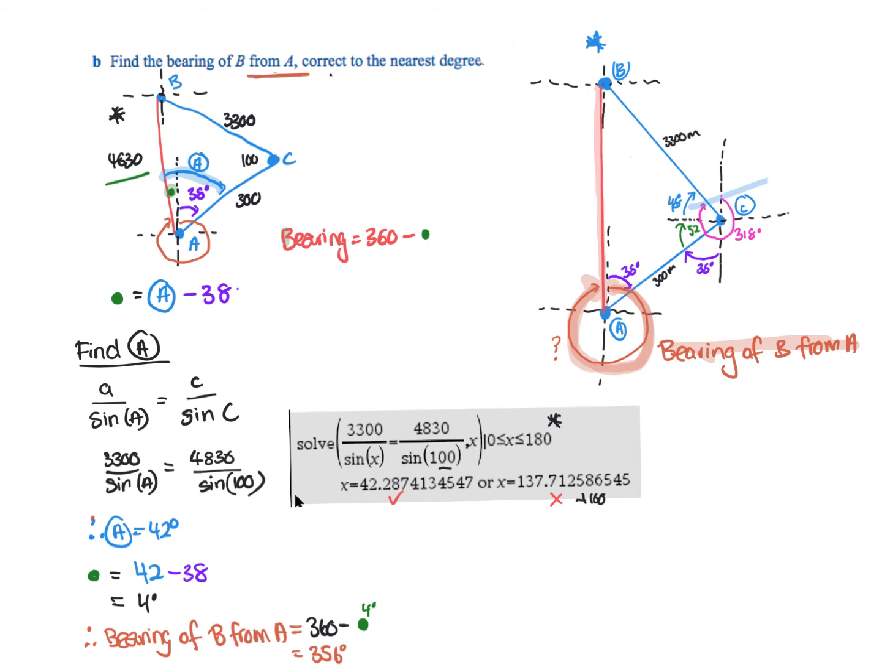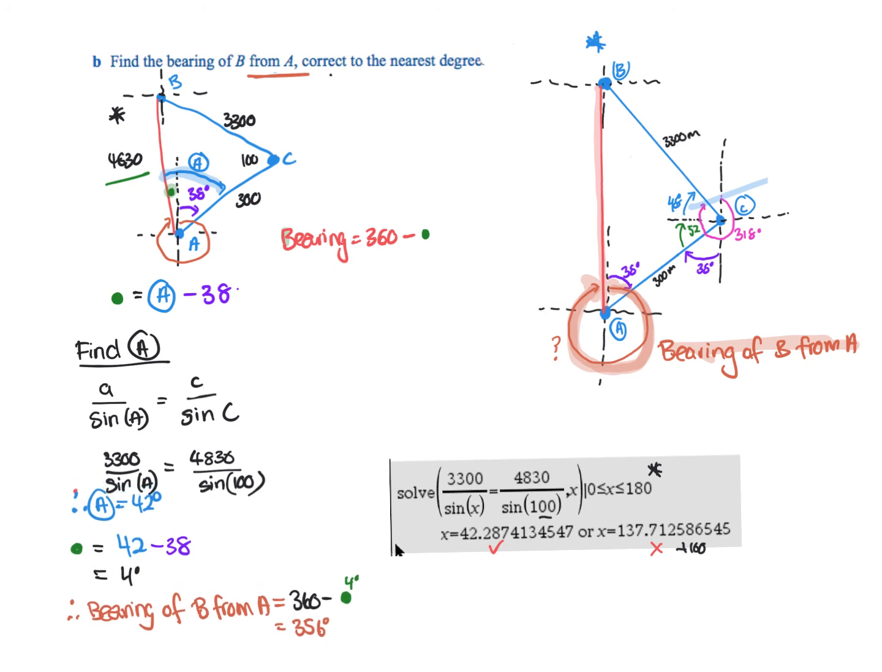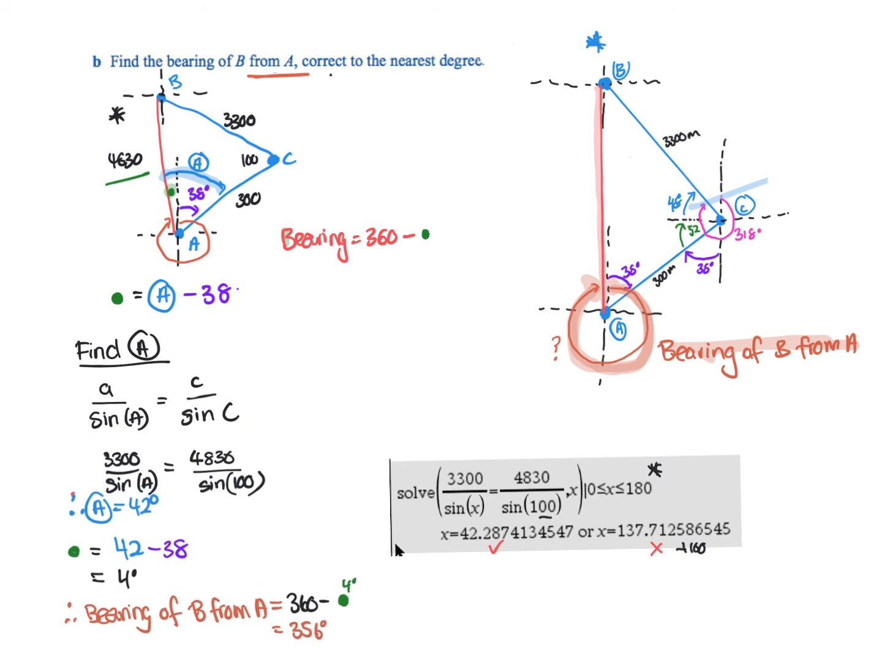So then I can see that that green dot would be 42 minus the 38, because we saw that little distance from the north to the line joining A and C was 38. So in the end, I find the green dot was 4 degrees, and I can then minus 360 from that. So the true bearing, if I move that up, was 356. So this one was a little bit hard, but you definitely have got to be careful with your diagrams.